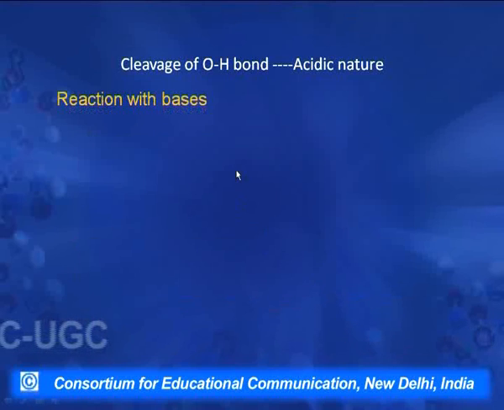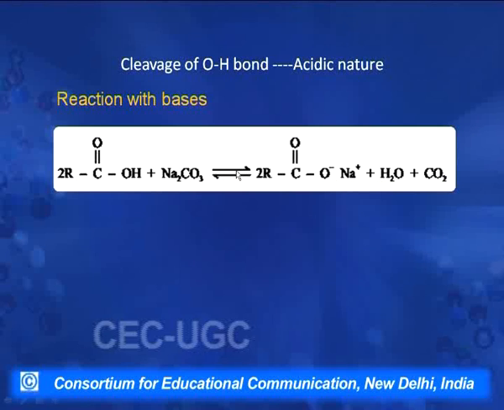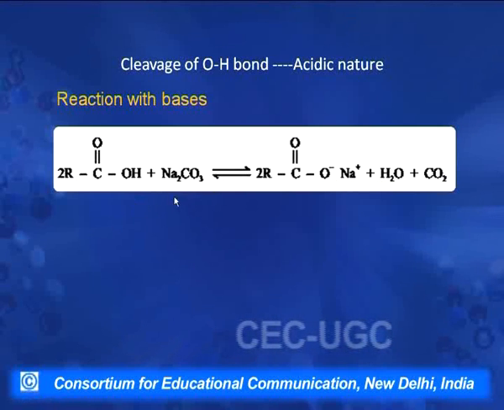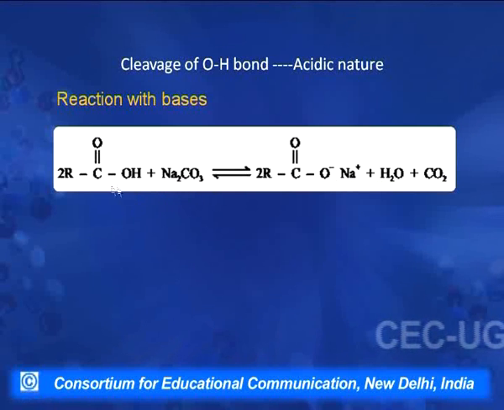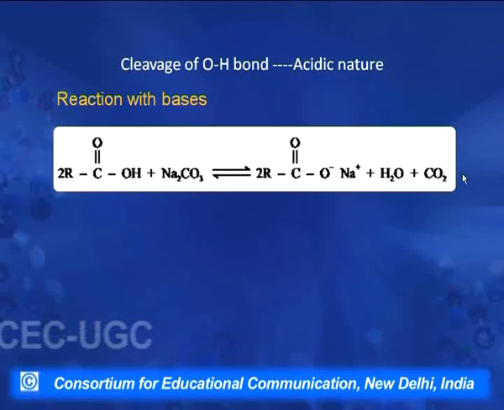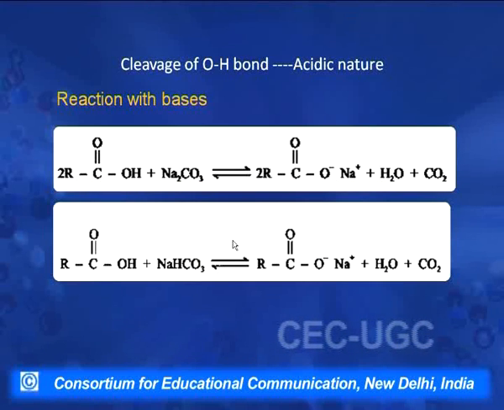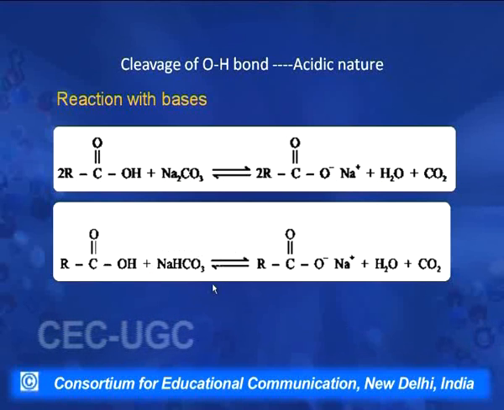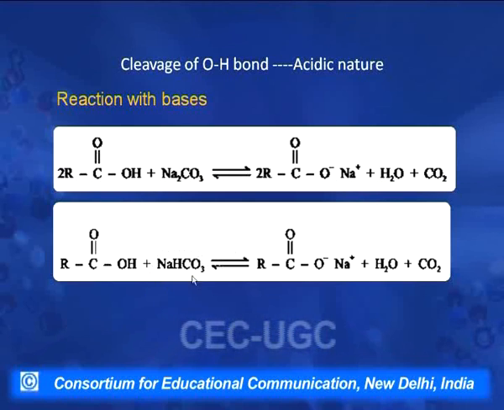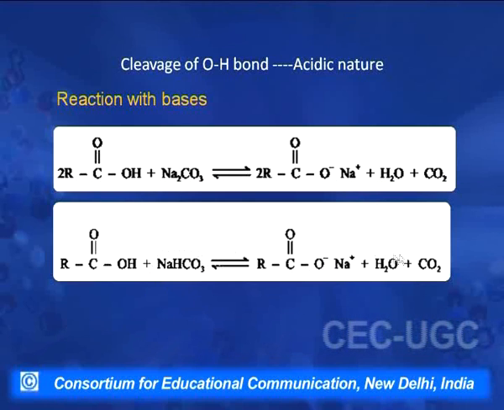Carboxylic acids are sufficiently strong acids to react with weak bases like sodium carbonate. Carboxylic acid reacts with sodium carbonate, again forming the sodium salt, and here carbon dioxide is liberated. They may even react with a still weaker base, sodium hydrogen carbonate or sodium bicarbonate. They react with sodium bicarbonate, again forming the sodium salt, water and carbon dioxide.